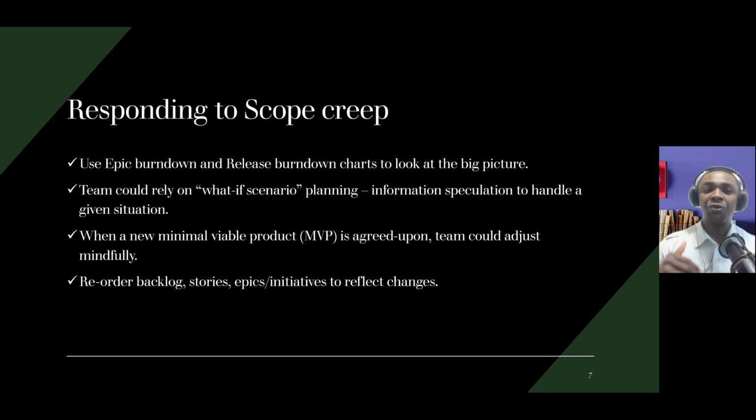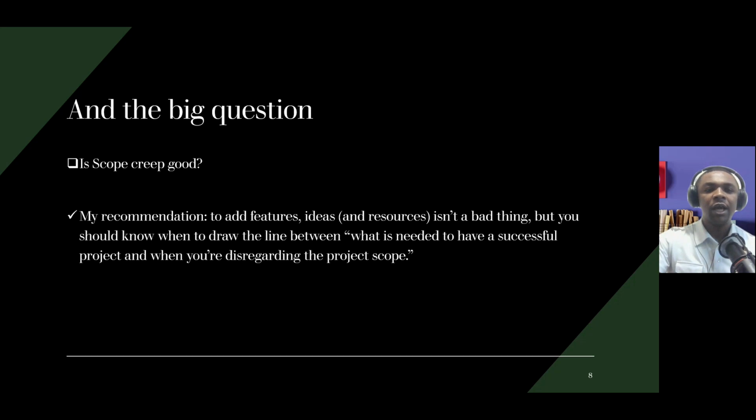The last but not the least is to reorder backlog, stories, epics, and initiatives to reflect change. As those changes do occur, we should always reorder and reprioritize as they come across. All right, so now the big question: is scope creep a good thing in Scrum?